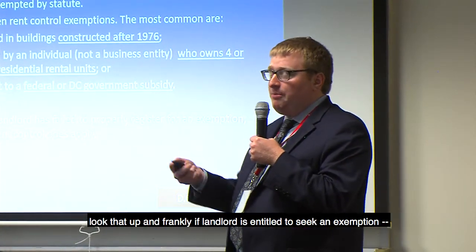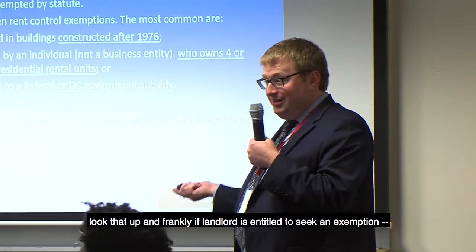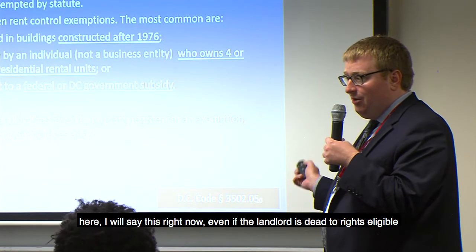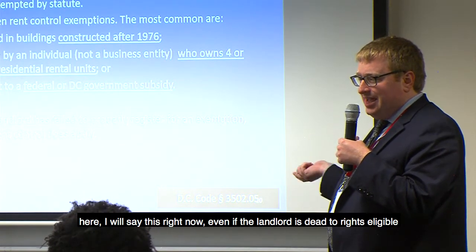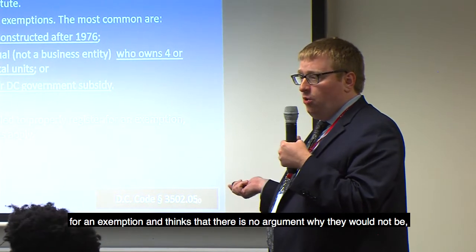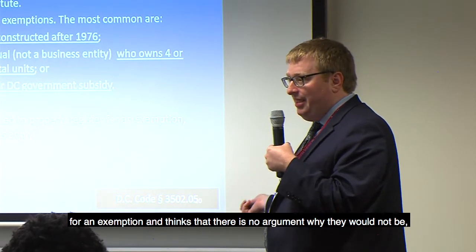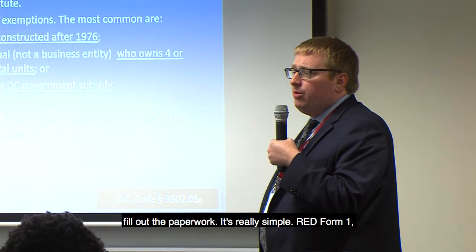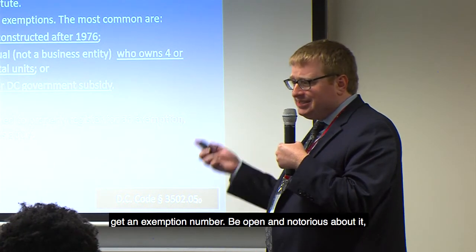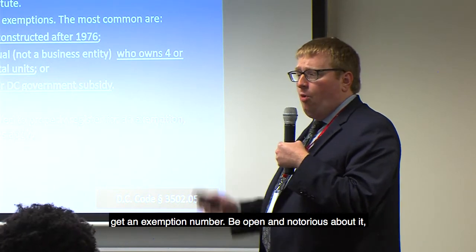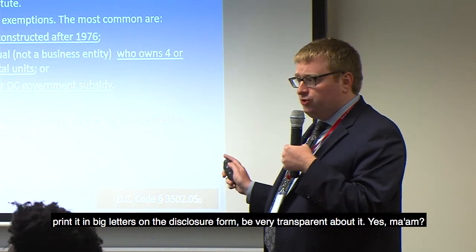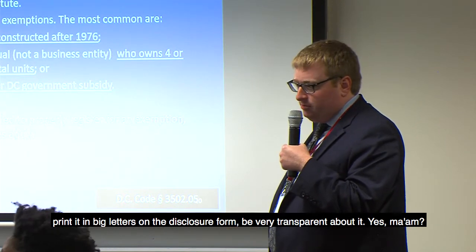I would look that up, and frankly, if the landlord is entitled to seek an exemption, I'm going to say this right now, even if the landlord is dead to rights eligible for an exemption and thinks that there is no argument why they would not be, fill out the paperwork. It's really simple. RAD Form 1, get an exemption number, be open and notorious about it, print it in big letters on the disclosure forms, be very transparent about it.